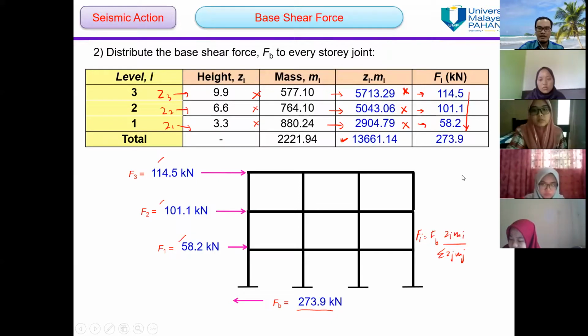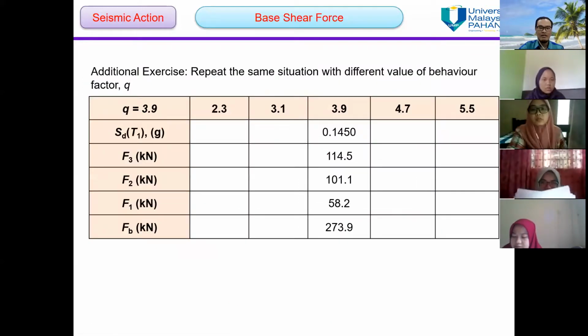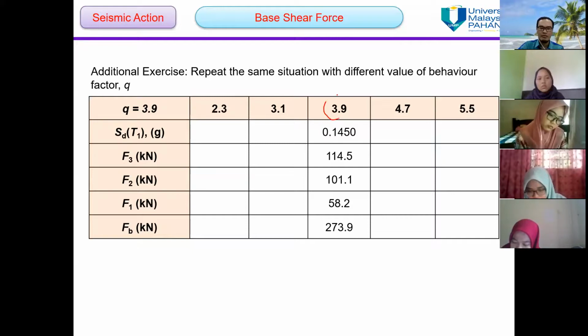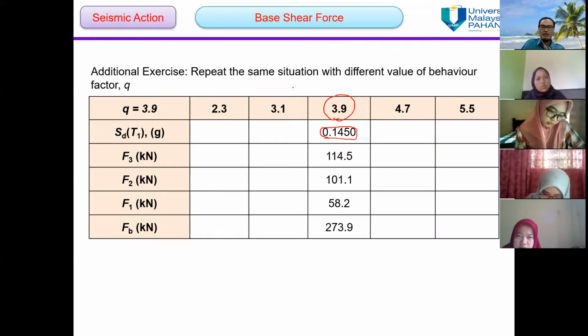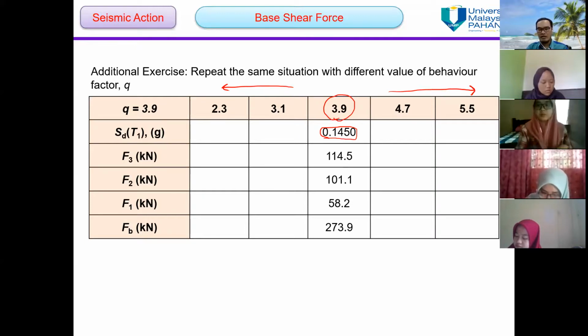Okay, let us do this one. Repeat the same situation with a different value of behavior factor. Last time we used a behavior factor equal to 3.9, which resulted in this value of spectral acceleration for the fundamental period. So what will happen if we use a lower and higher value of behavior factor? We will discuss this one later. I want you to try on your own.